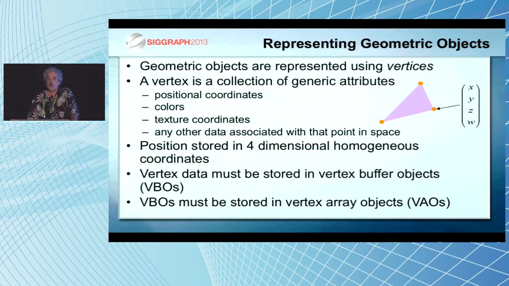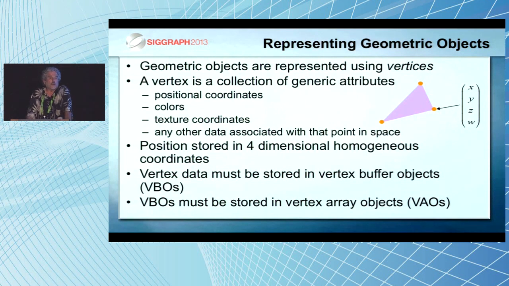If you specify something in 2 dimensions, OpenGL will automatically set the z to be equal to 0 and the w to be 1. If you specify something in 3 dimensions, it'll take your x, y, and z, and by default set the w equal to 1. So in practice, when you write your programs, you don't have to worry too much about it, but it's one of the key things that makes everything work.